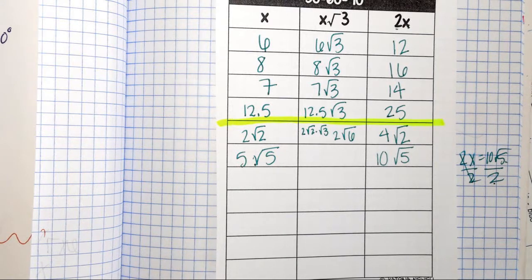Okay, well, we'll finish Monday. Monday we're going to be doing 30, 60, 90, and 45, 45, 90.